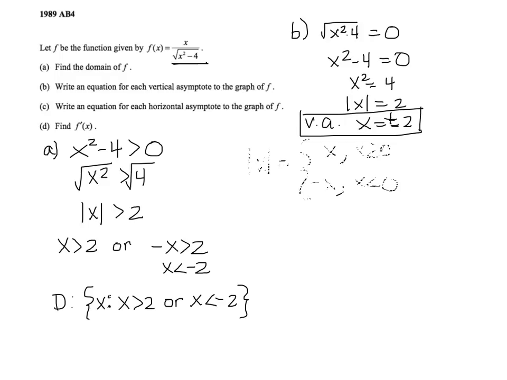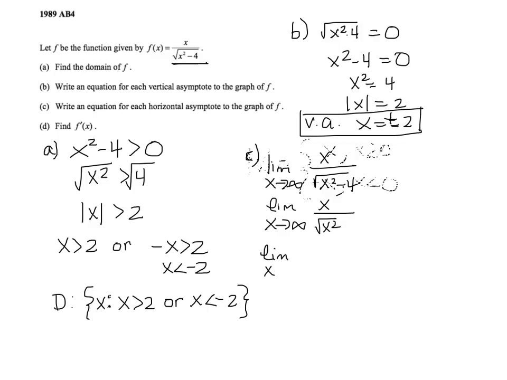Part C, write the horizontal asymptotes. Well, when you do horizontal asymptotes, you need to think about what's happening at the tails, or the end behavior. So what I'm going to do is take the limit as x approaches infinity of x over the square root of x squared minus 4. Now, since we're doing the limit as x approaches infinity, I can do my shortcut. So I'm going to go limit as x approaches infinity of x, the largest power on top is x, the largest power on bottom would be the square root of x squared, which ends up being the limit as x approaches infinity of x over the absolute value of x.